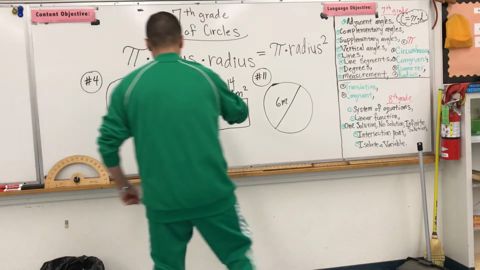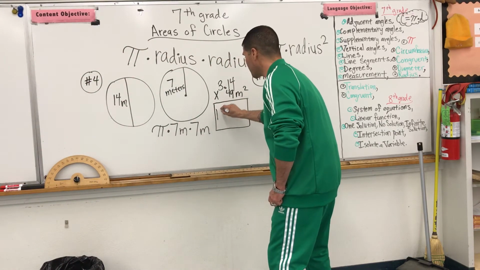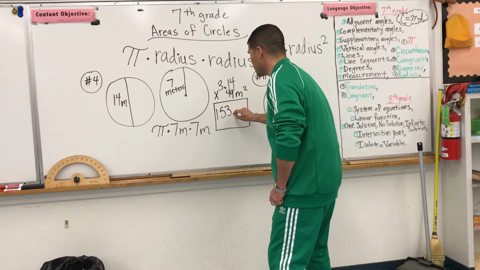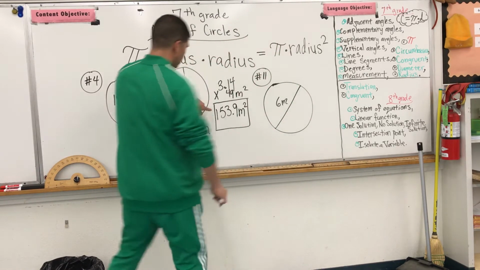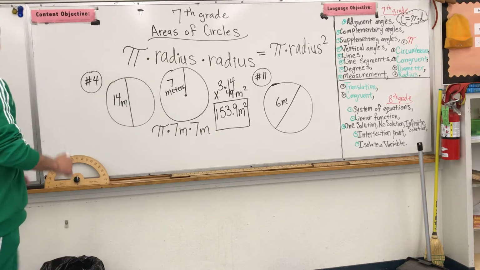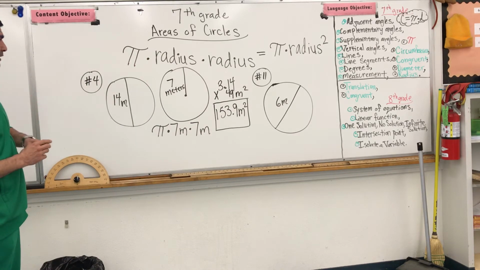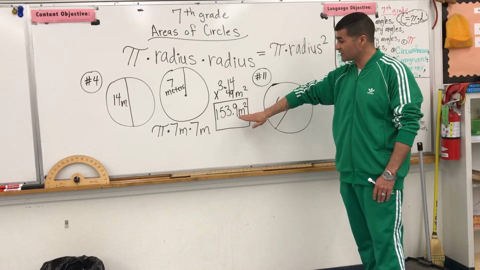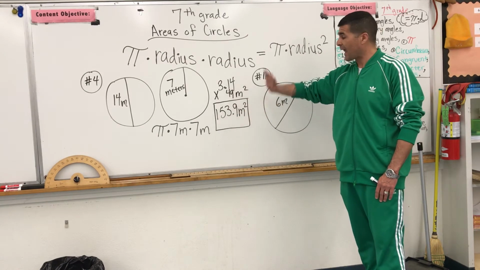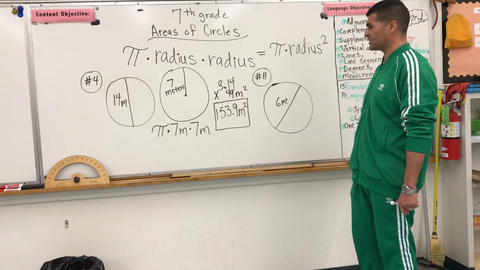Now at this point, you're going to go ahead and get 153.9 meters squared. So this is what you're going to get when you multiply. Now, what I've already done here is I've already rounded your answer to the nearest tenth. So this is the answer that you're actually going to get after you've already rounded it to the nearest tenth.